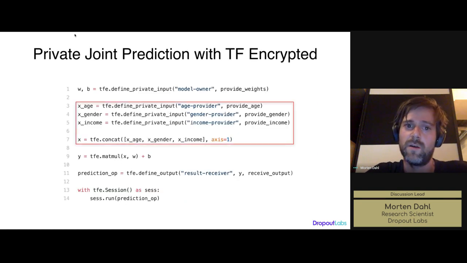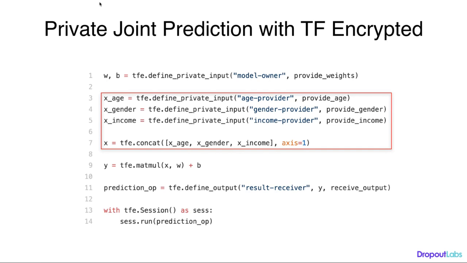So the main difference is that we're now going to say, instead of having just a single input, we're going to take these three inputs. So there's going to be an age provider. On his machine, we're going to call provide age to do whatever is necessary to load this feature. And then when that's done, we're going to send a SQL sharing into the prediction service and the helper. So XH here is going to be a SQL shared value. Likewise for the gender and for the income.